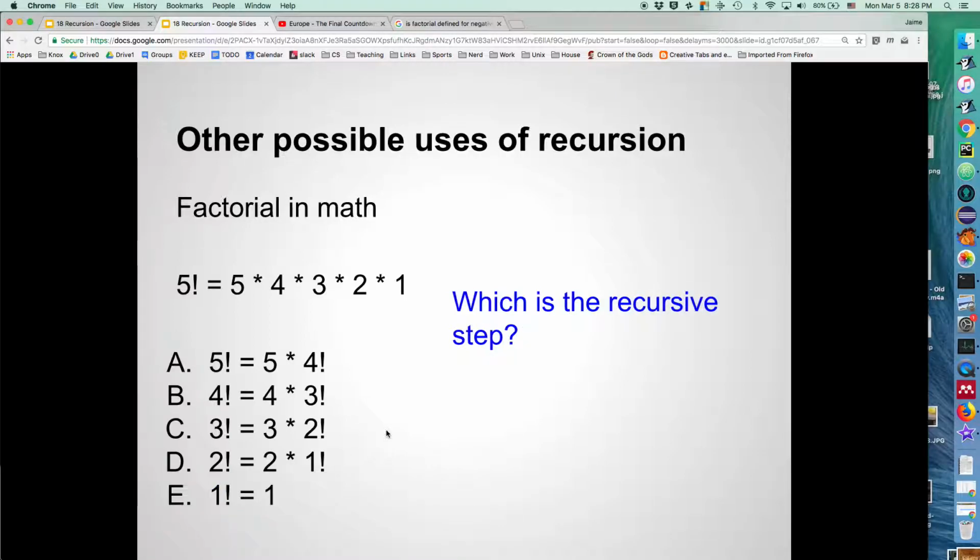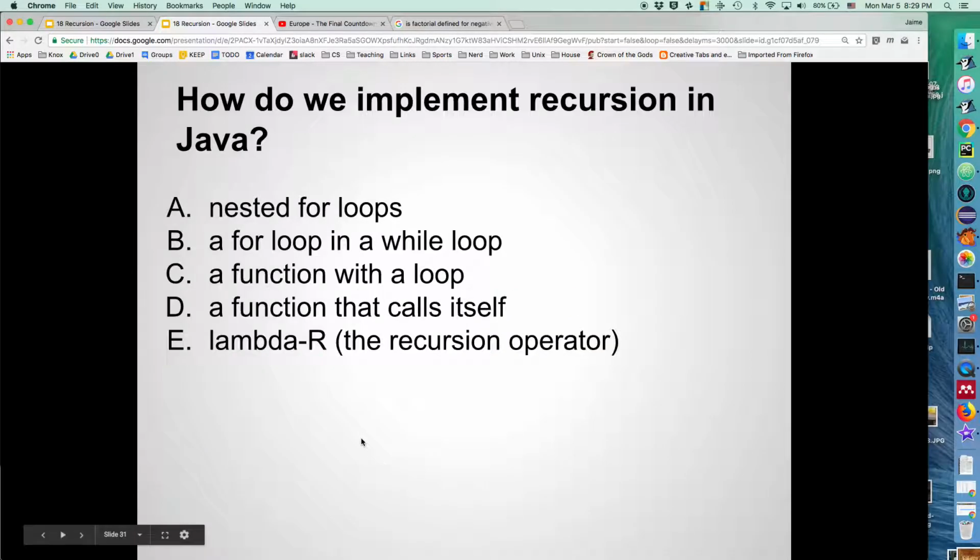Which is a recursive step? Think about that. I won't be offended if you pause me and go answer it. Did you come up with basically everything else? Sort of a trick question. There's not one recursive step. There's many recursive steps. These are all the recursive step, right? Because 5 times 4 factorial, well, that's a recursive step. Now 4 factorial is 4 times 3 factorial. This is a recursive step, and so on. This is the only one without a recursive step in it because that's the base case.